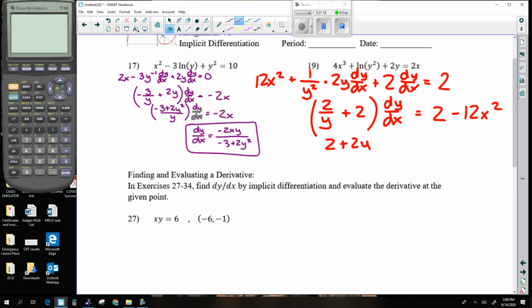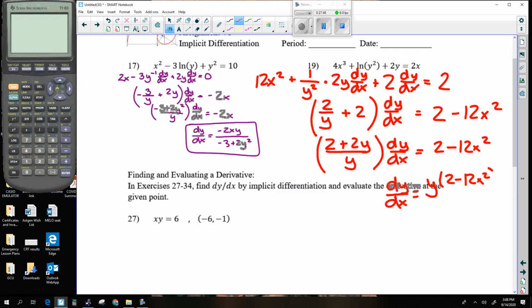2 plus 2y over y. Sure, it's going to make a difference. And then divide, or flip the flop. That's going to be y comes up over 2 plus 2y. Like that. Good enough.